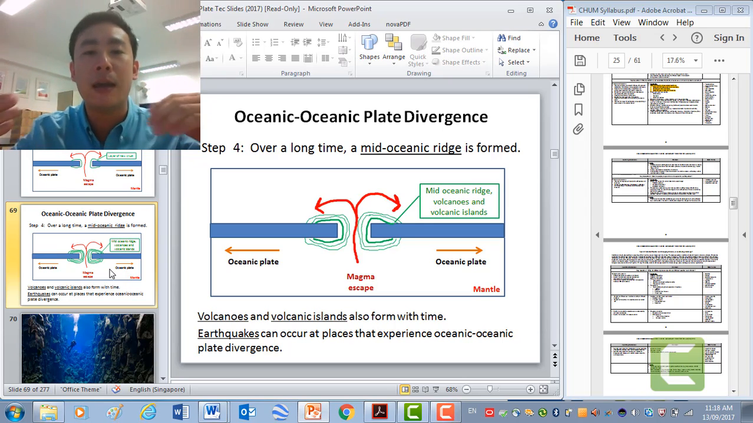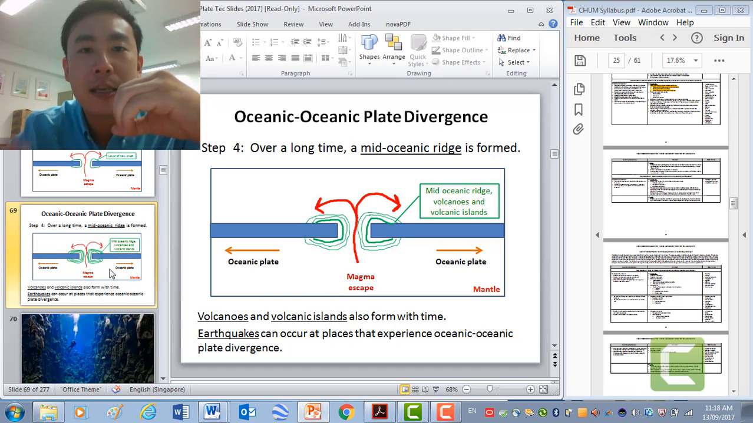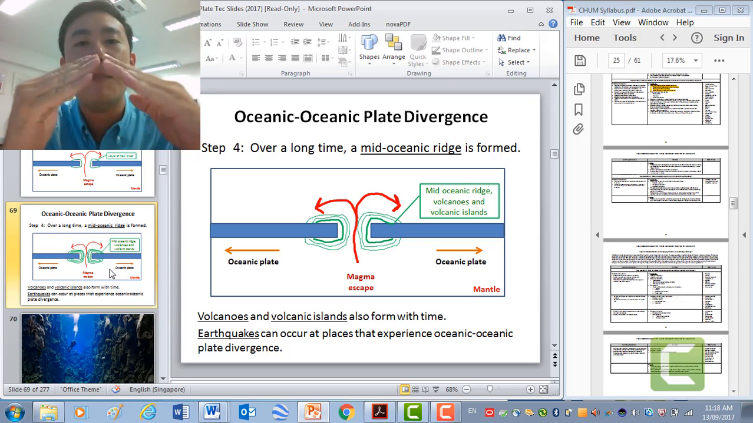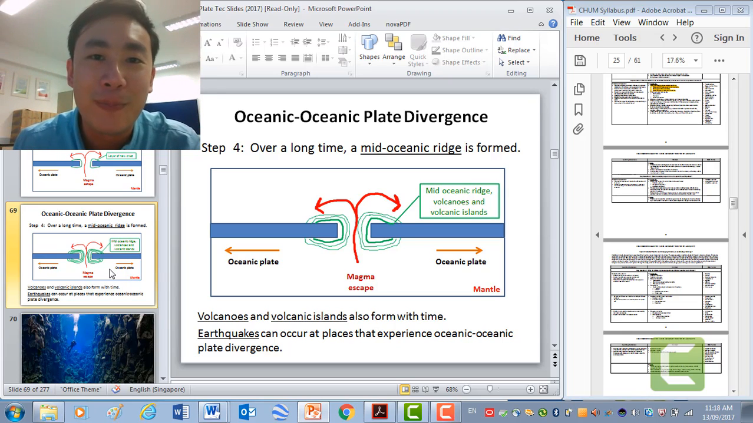So ready, one more time. Divergence, magma, sea floor spreading, mid-ocean ridge. And you can try that at home by yourself.